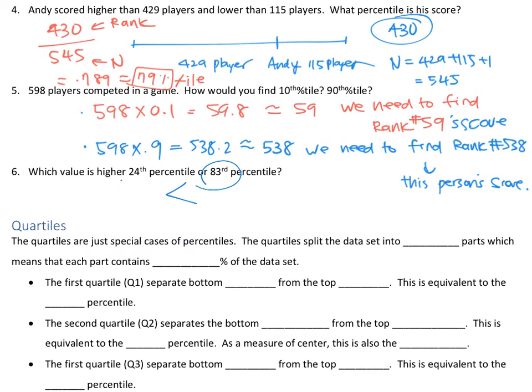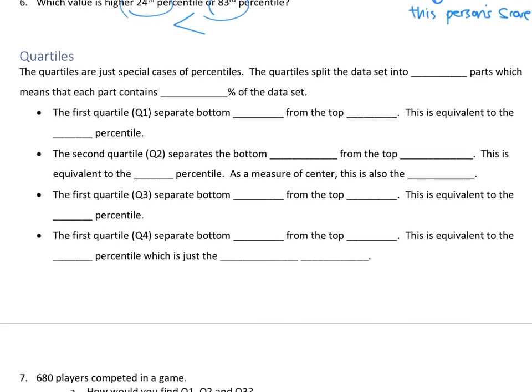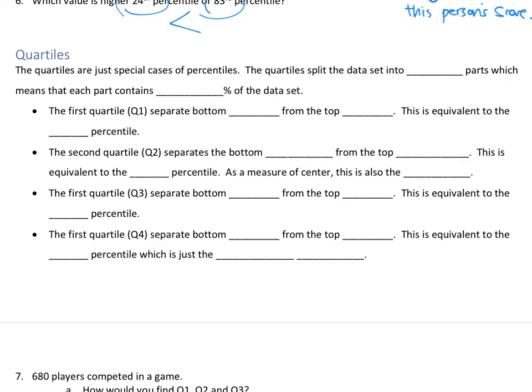This number is bigger than this. Higher percentile means you have a higher score as well. Okay, now let's look at the quartile. Quartile is just an extension of percentile. The quartiles are just a special case of percentile. The quartile splits the data into 4 parts instead of 100 parts, and then each part contains basically 25% of the data set.